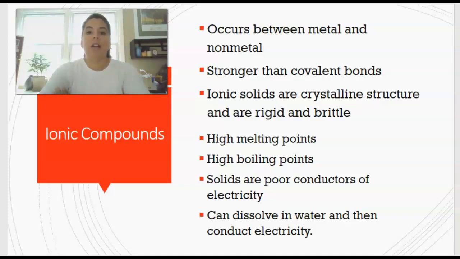Ionic bonds are stronger than covalent bonds, which we'll talk about next. Ionic solids are crystalline structures, so they form kind of like a crystal lattice, which makes them very rigid, and it also makes them very brittle. They typically have high melting and boiling points.